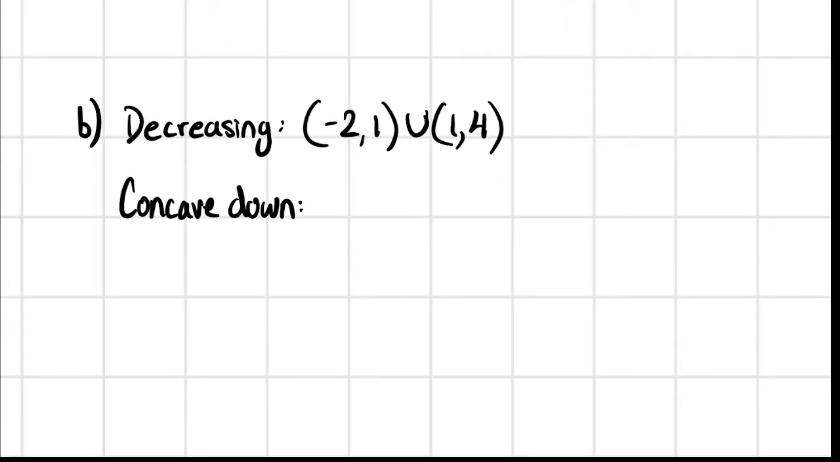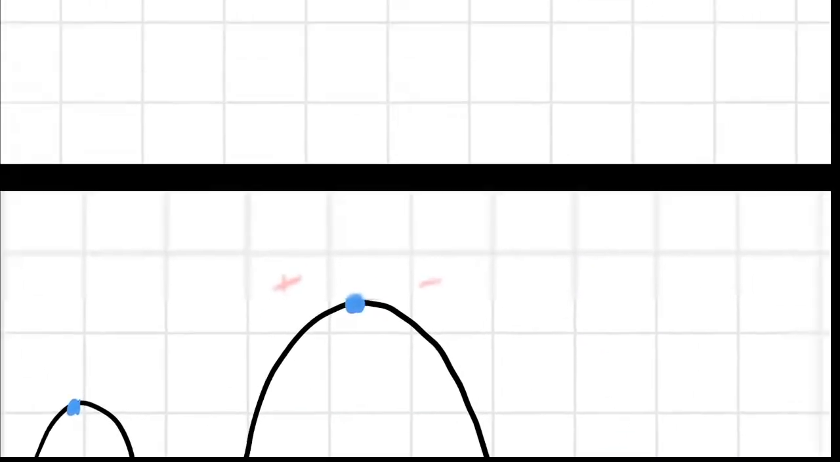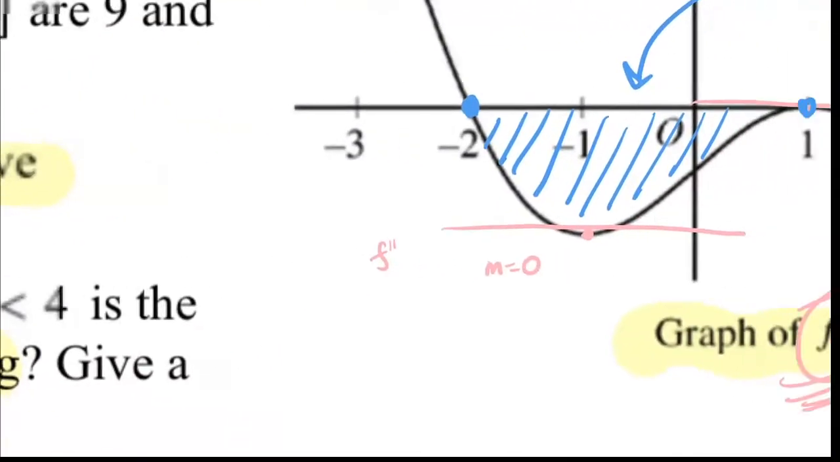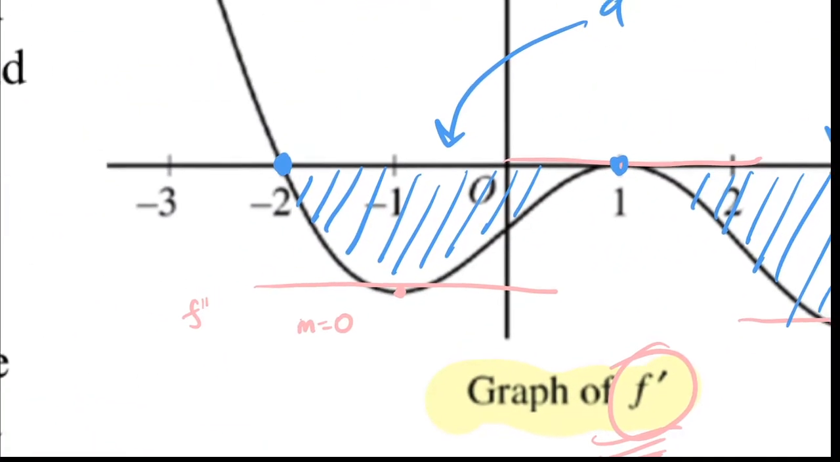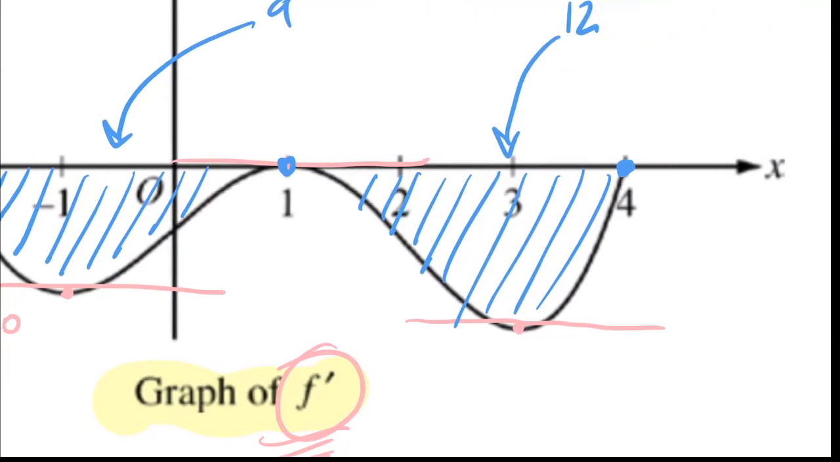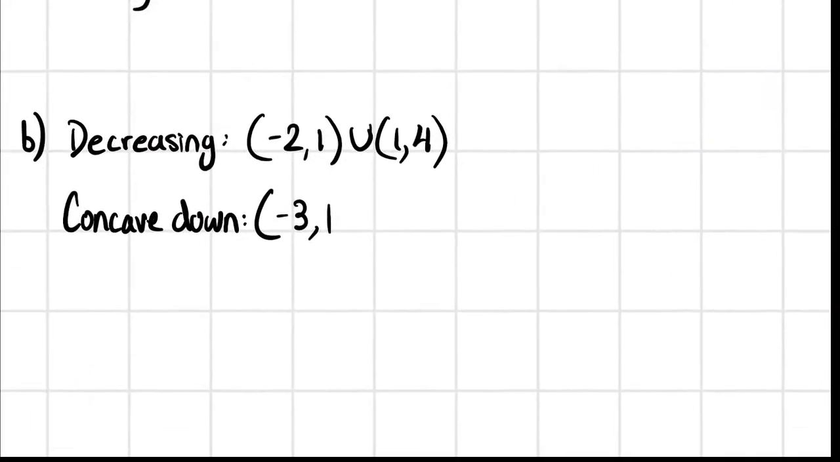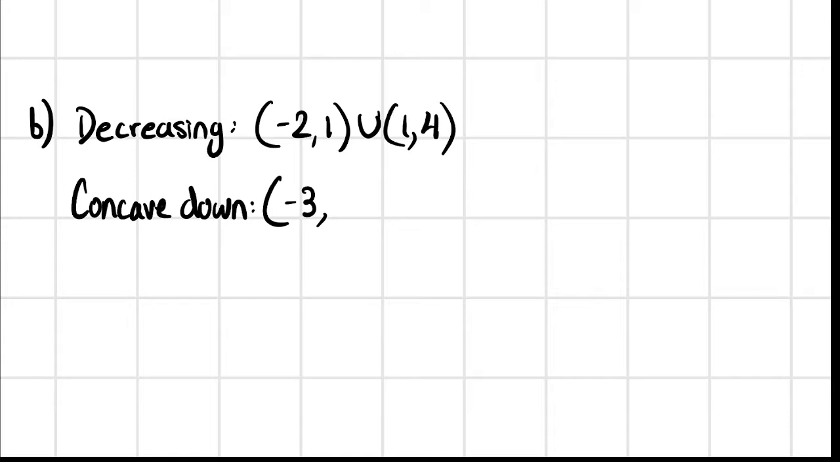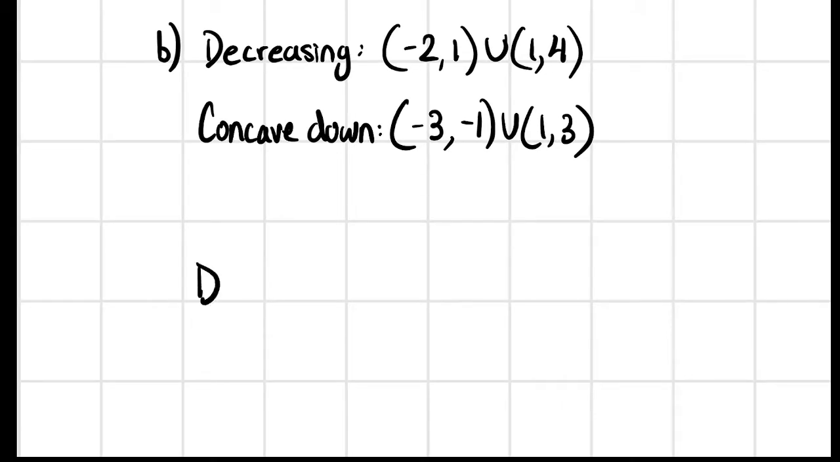So it's -3 to 1. Okay, oops, forget it. -3 to -1, and 1 to 3. -3 to -1, union 1 to 3. And now I'm just going to abbreviate it, concave down. We just find the overlap.